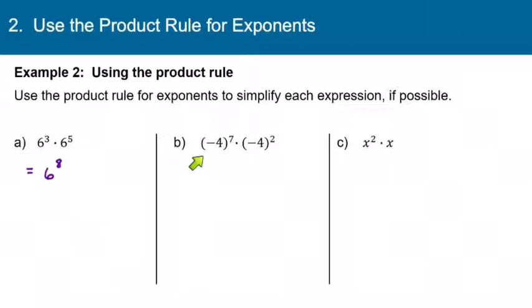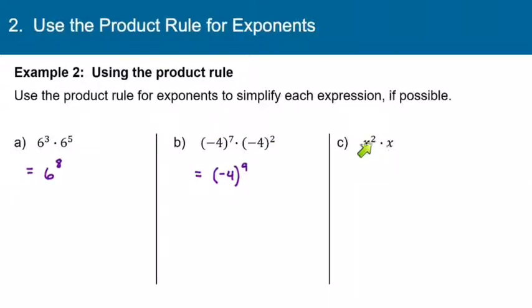Here on part B, we have negative 4 to the 7th power times negative 4 to the 2nd power. And notice that both of these negative 4's are in parentheses. So both of these expressions have negative 4 as the base. So 7 negative 4's here times 2 more negative 4's here. So the base is negative 4, and we have 9 of those. 7 here and 2 here.